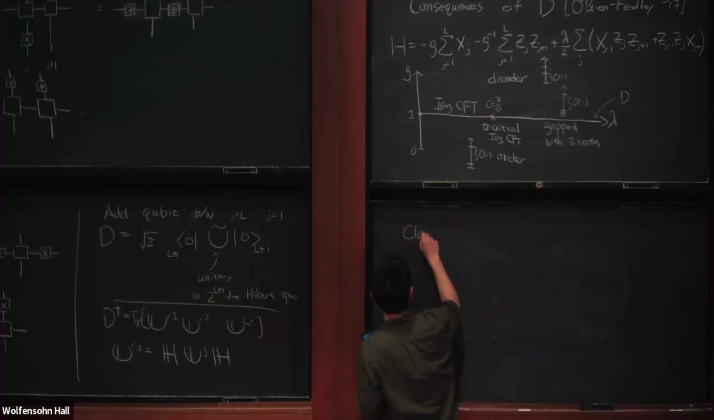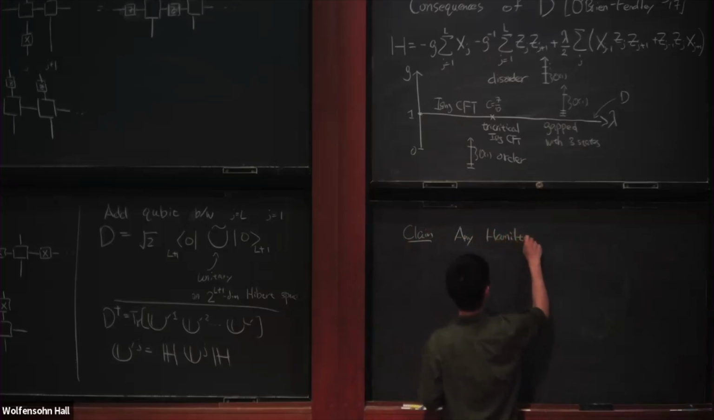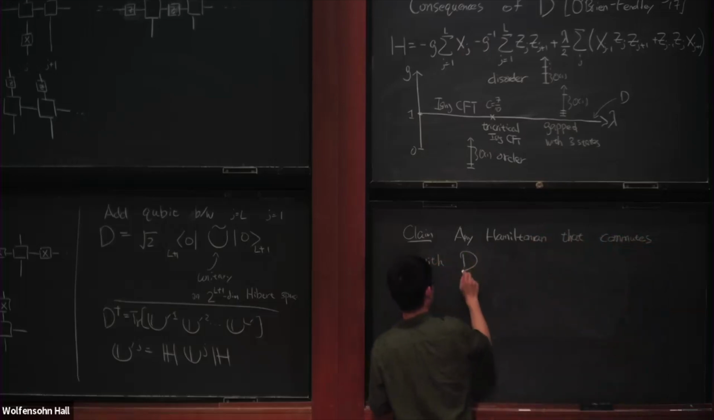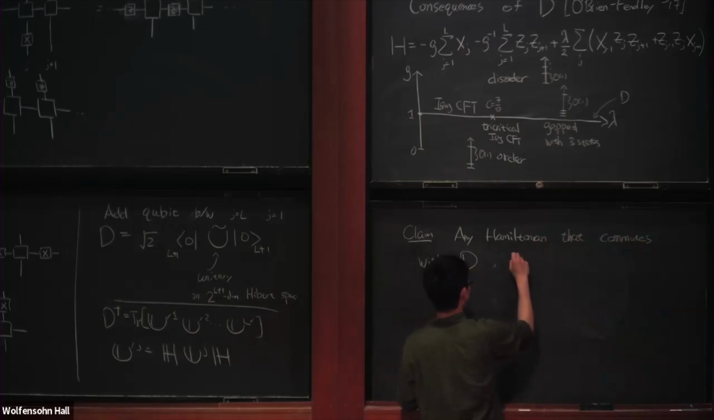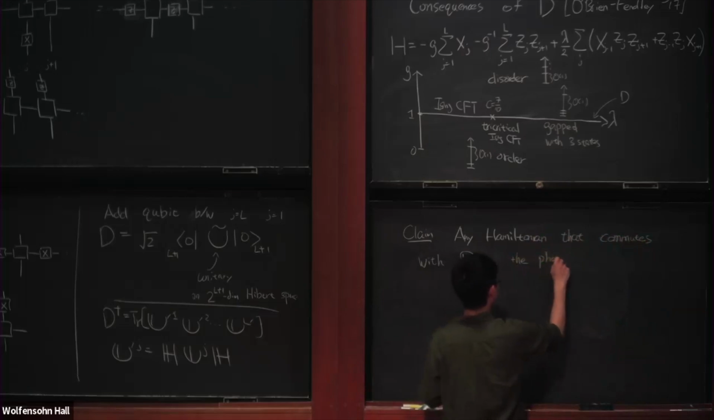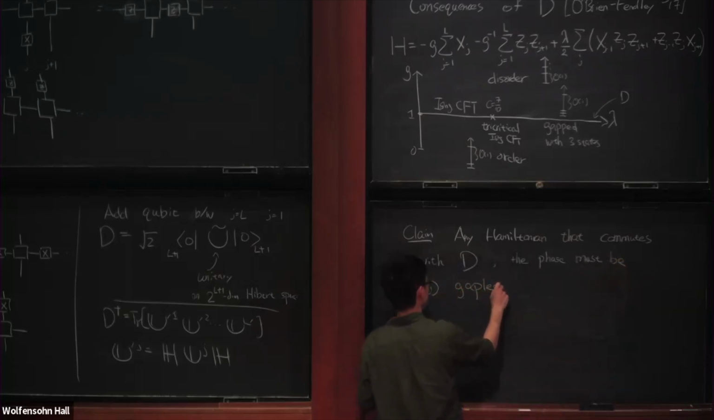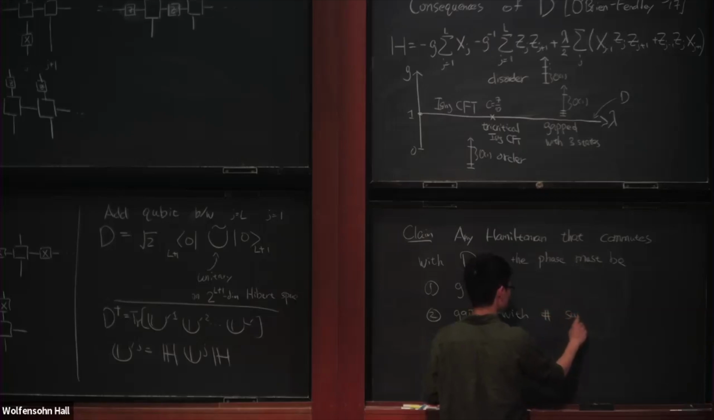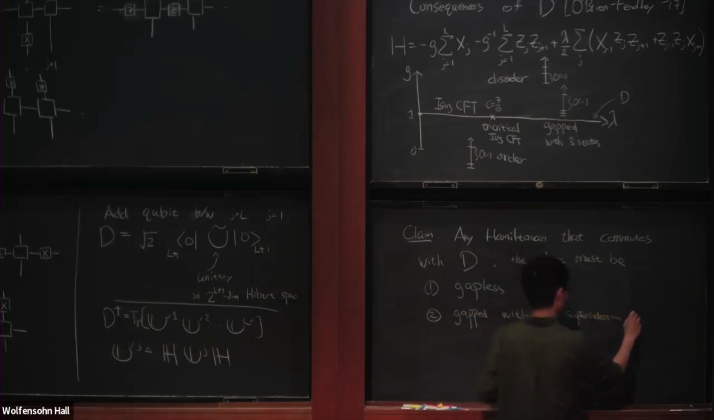So the claim is that for any Hamiltonian that commutes with this non-invertible symmetry D, the low energy phase must be either gapless, such as the Ising or the tricritical Ising CFT, or it's gapped with the number of low-lying states or superselection sectors in a multiple of 3.